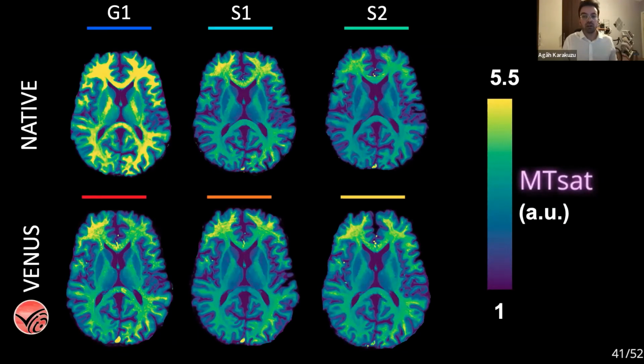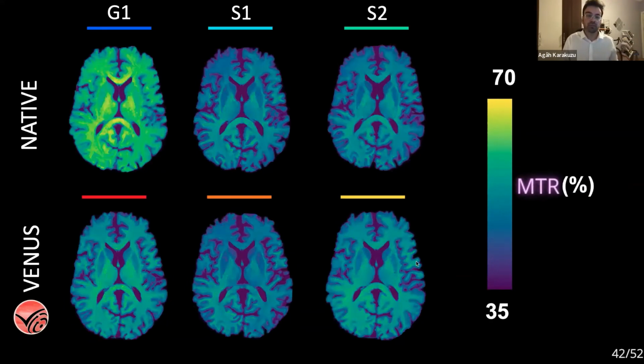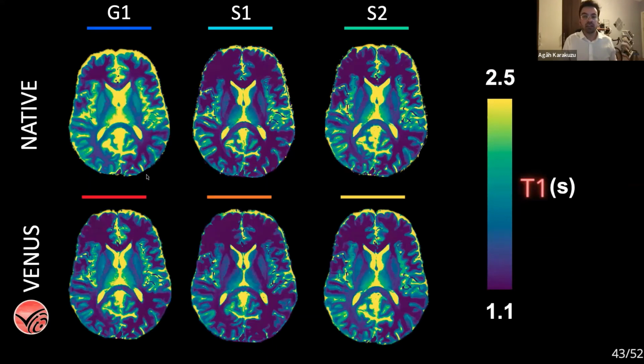GE values are globally higher than CMAS MT-set values when the vendor native implementation is used, and then the maps show better agreement between vendors with Venus. For MTR, we see the same effect even more clearly. Venus brings values closer across vendors. And on GE, we again see an overestimation of T1 values compared to S1 and S2 native. And this is consistent with our observations from the phantom, whereas Venus T1 maps qualitatively look more similar.